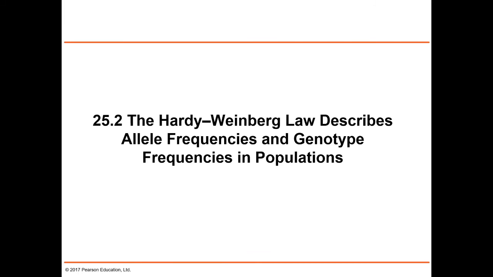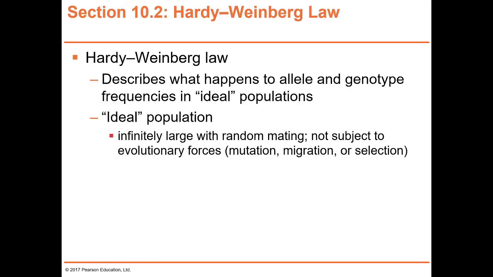Next section, the Hardy-Weinberg Law describes allele frequencies and genotype frequencies in populations. What is the Hardy-Weinberg Law? The Hardy-Weinberg Law describes what happens to allele or genotype frequencies in an ideal population. So what is an ideal population? An ideal population is infinitely large, with random mating, and not subject to evolutionary forces such as mutation, migration, or selection.